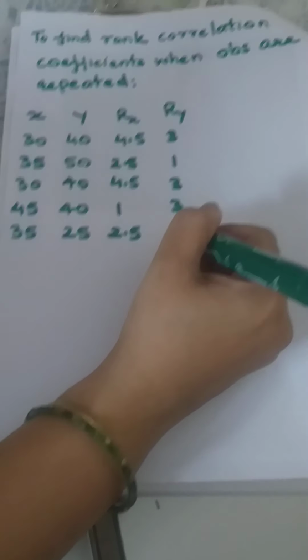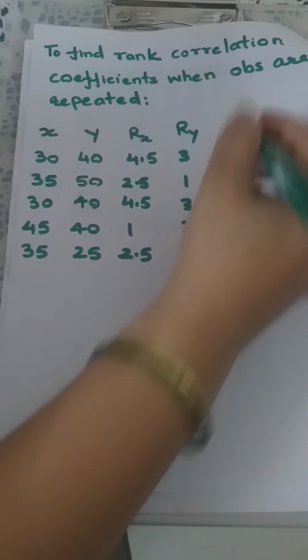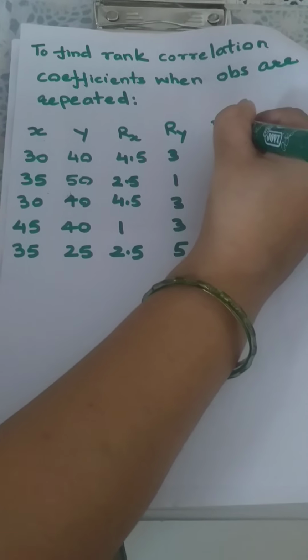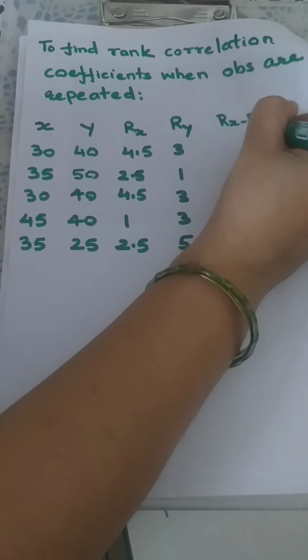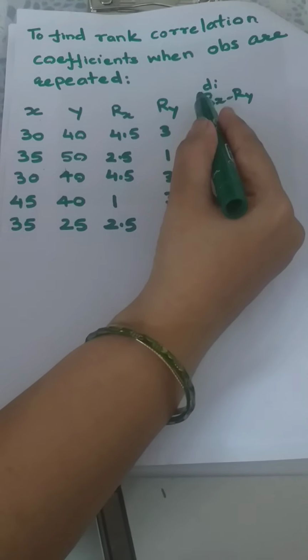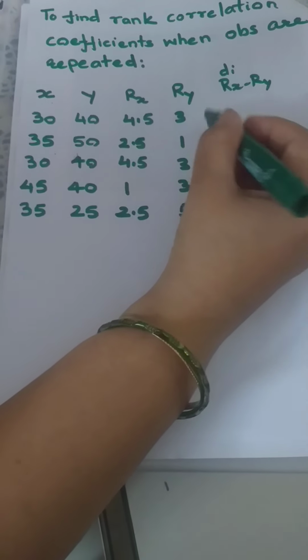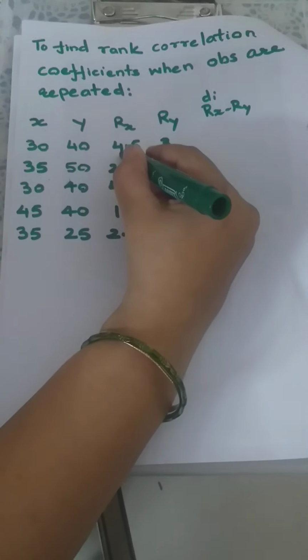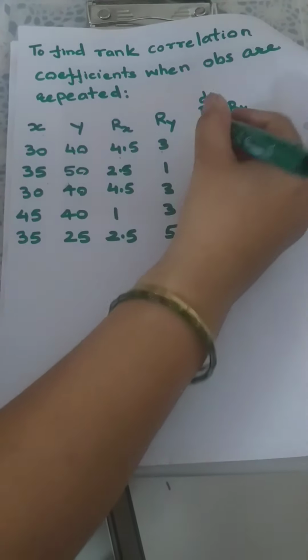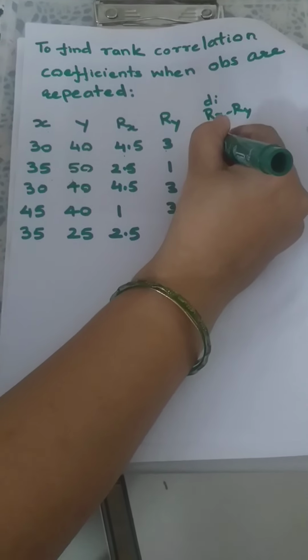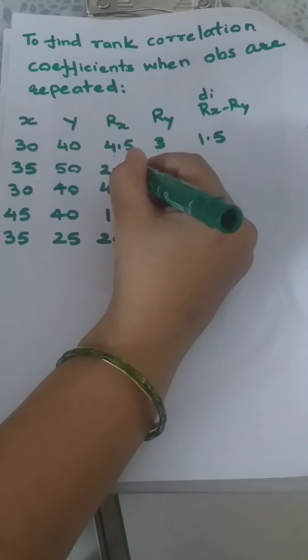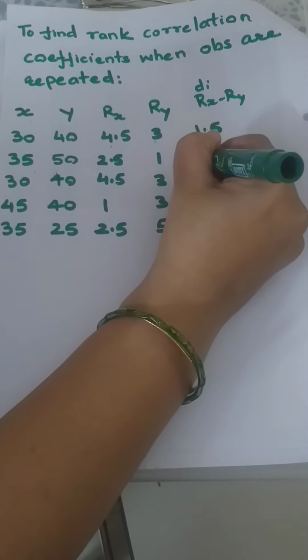Now what do we have to do next? We have to find Rx minus Ry, that is your Di. And children, you know that when I calculate Di, the sum of this Di should be 0. So let us see, 4.5 minus 3 comes out to be 1.5. 2.5 minus 1, again 1.5.